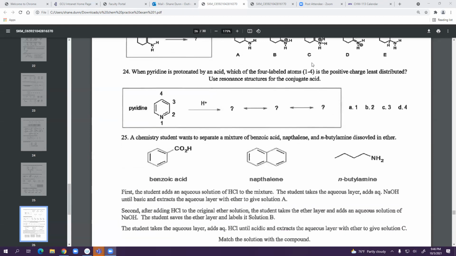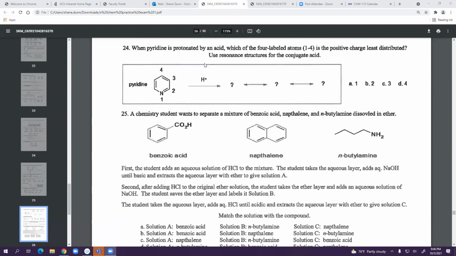Number 24. Pyrimidine is protonated by an acid. Of the four labeled carbons, which is the positive charge least distributed on? Thanks, Shane. See ya. Have a good one. Which of the four labeled atoms is the positive charge least distributed on? Four?